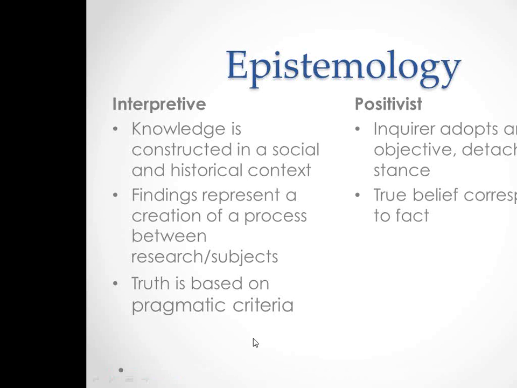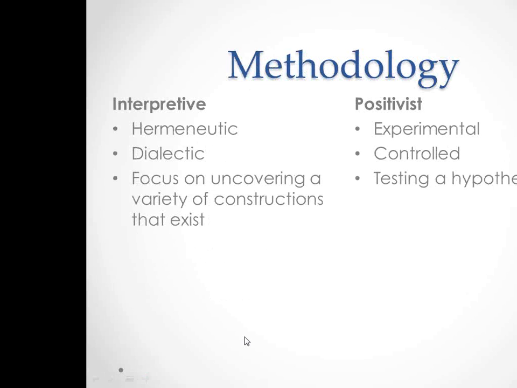So we have our ontology, which is our way of viewing the world. We have our epistemology, which is where we sit in relationship to that question and the subjects that we're going to be asking. And then we move on to the methodology. And the methodology is the way in which we are going to answer that question.